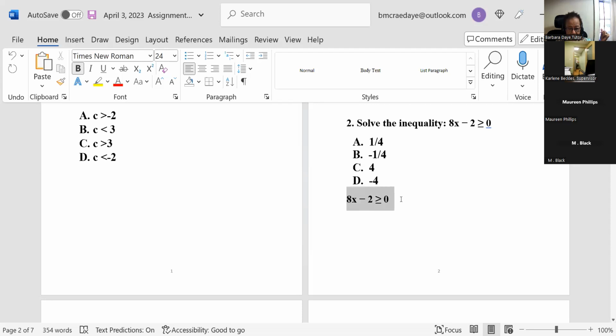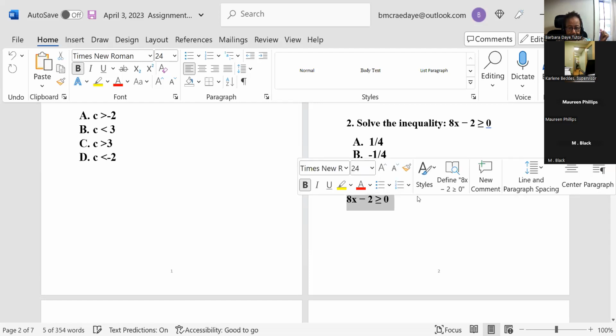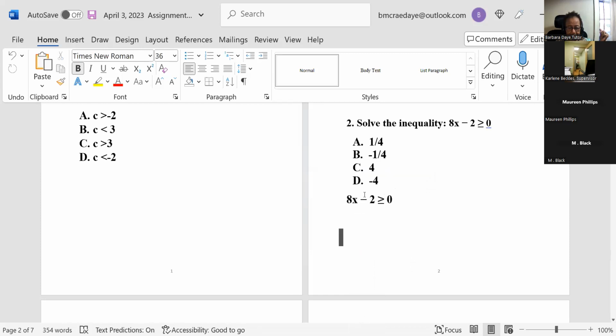Okay. Now, what operation are you doing with the 2 right now? Subtraction. No, what operation is this? That's a subtraction. So you don't want to do the subtraction. So what do you want to do? Addition on both sides. That's right. You need to add because you're already subtracting it.